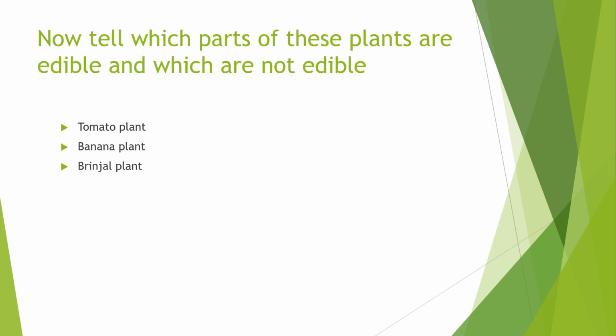Now, here's a question for you. Tell which parts of these plants are edible and which are not. The first one I've already told you about, the tomato plant. Next, banana plant and brinjal plant. What you have to do is try to search and write the answer in your notebook.